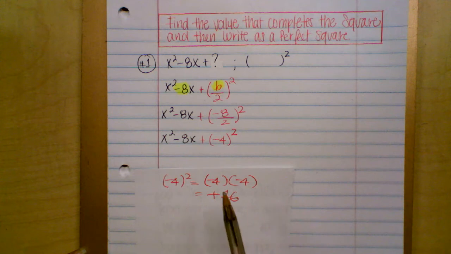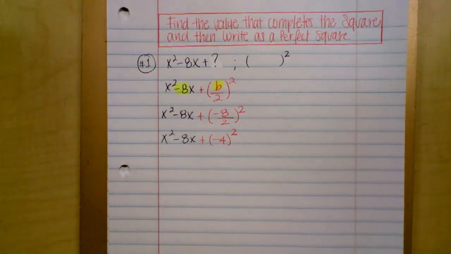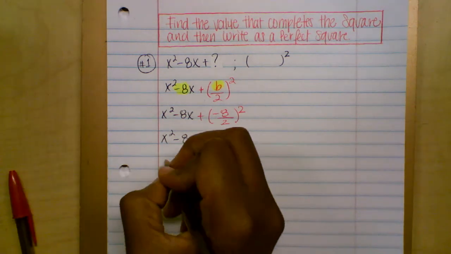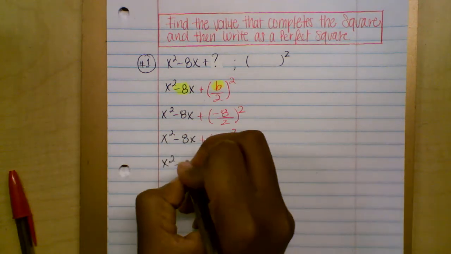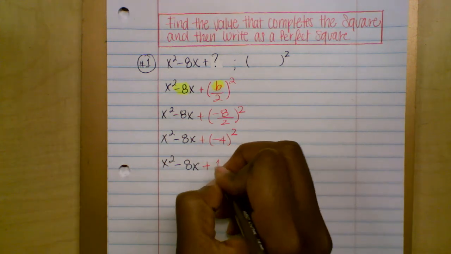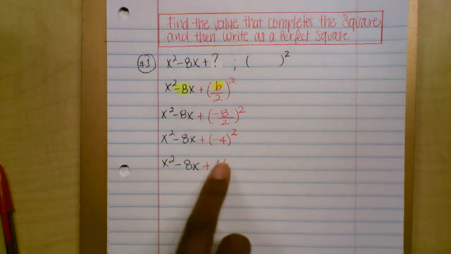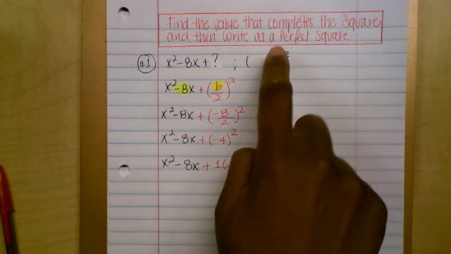So whatever number, if you take a negative and you square it, it always comes out positive. Okay, so then I end up with x squared minus 8x and then positive 16. So now we created our perfect square trinomial, and now you can write it as a square.